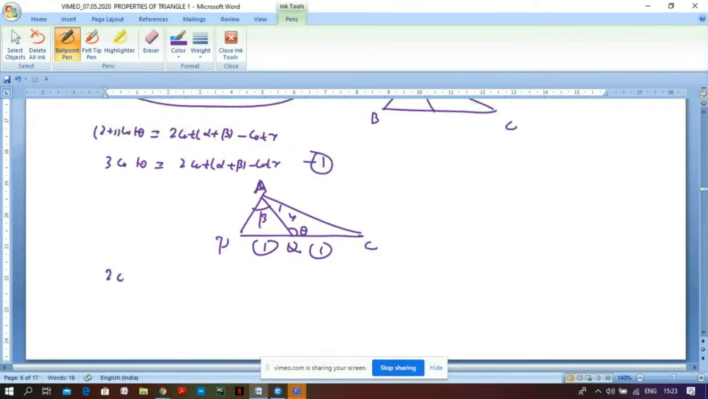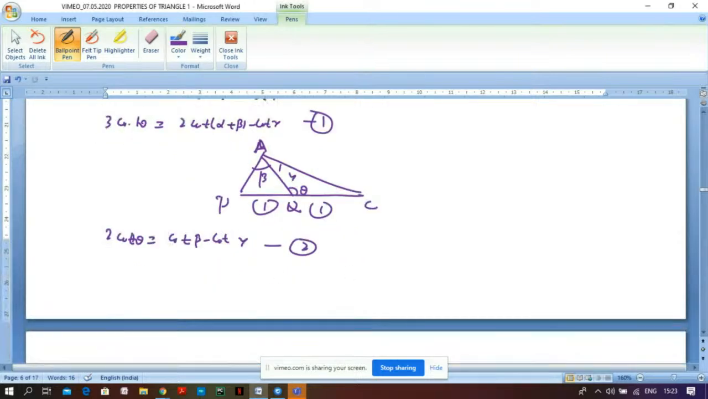So I get twice cot theta is cot of beta minus cot of gamma. You can get it like this: 2 cot theta. That is number 2. Now I can eliminate theta from this because I don't need it, so I can simply divide. If I divide, I get 3/2 is 2 times cot of alpha plus beta minus cot of gamma, upon cot of beta minus cot of gamma.